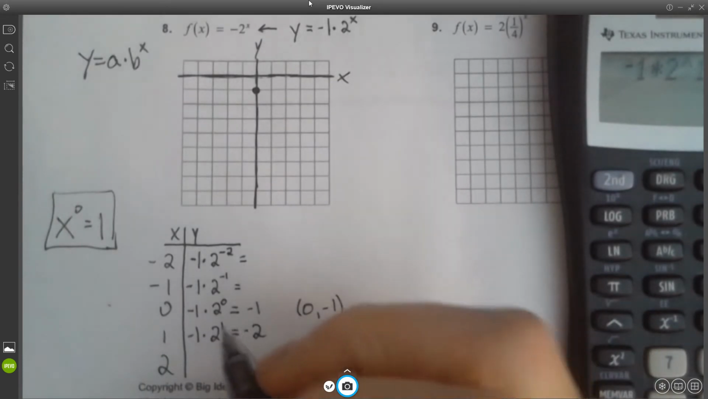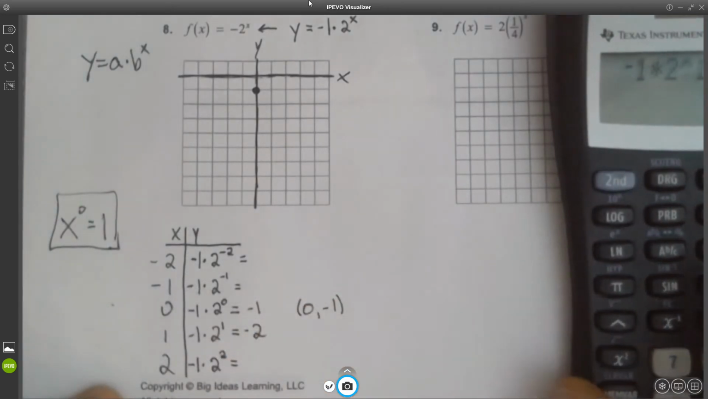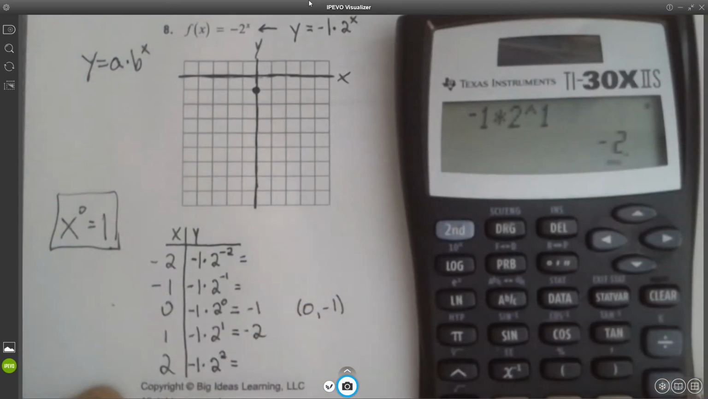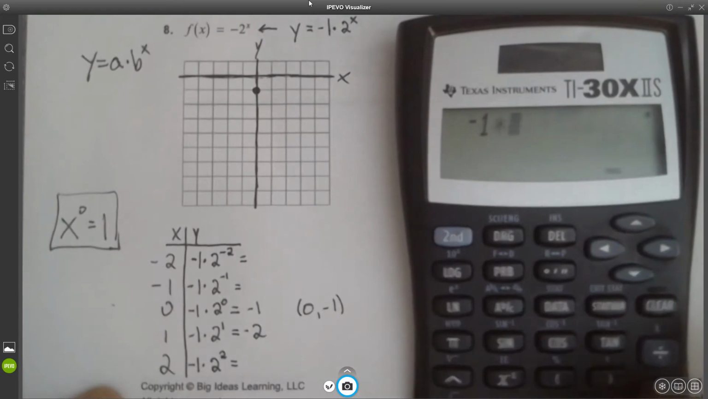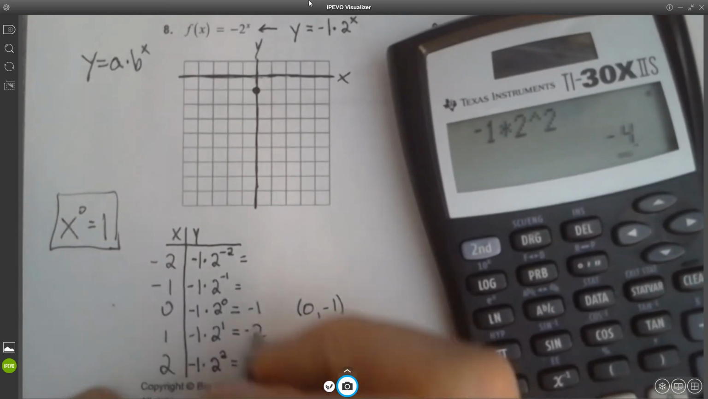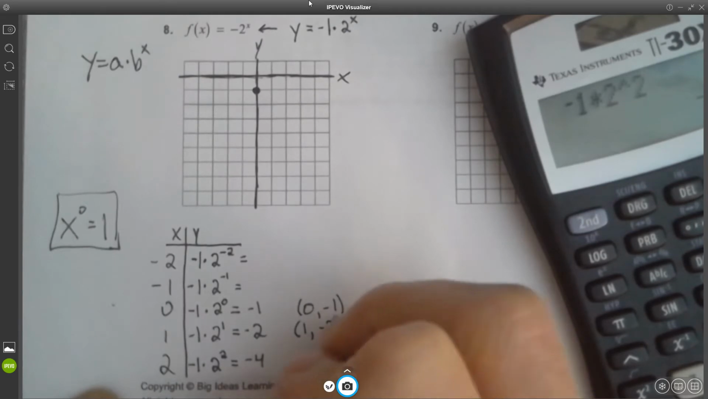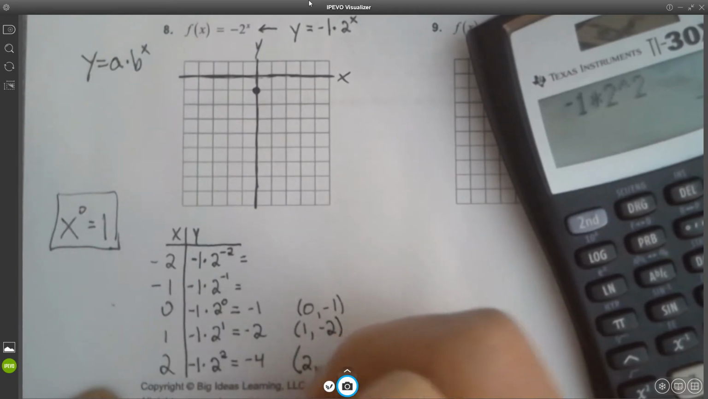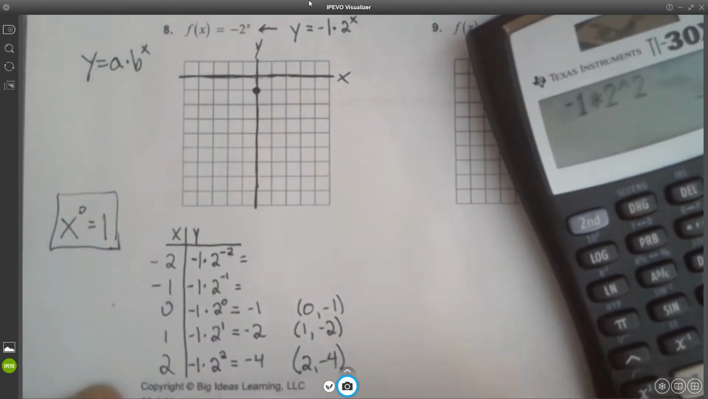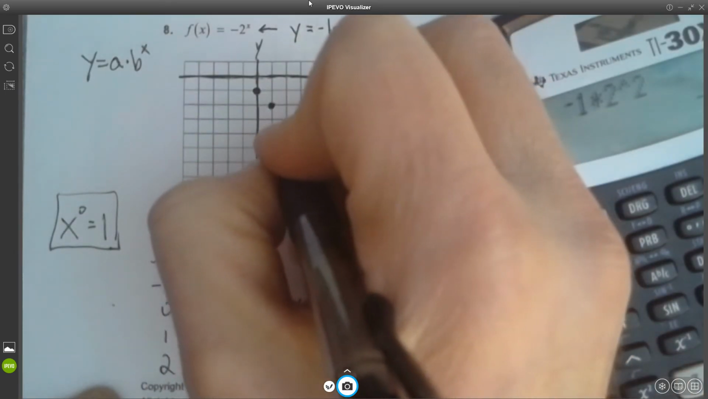And then again, for when x is 2, 2 to the second means 2 times 2. That's 4. 4 times -1 should be -4. There we go. So we have these points, 0, -1, 1, -2, 2, -4. So those we can plot on our graph.